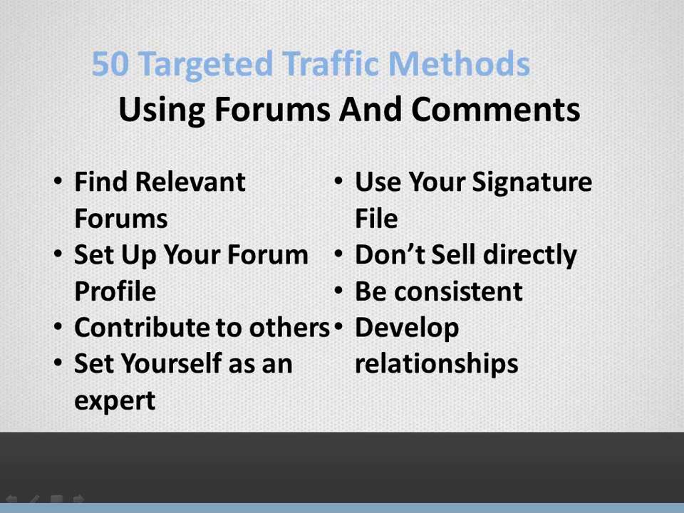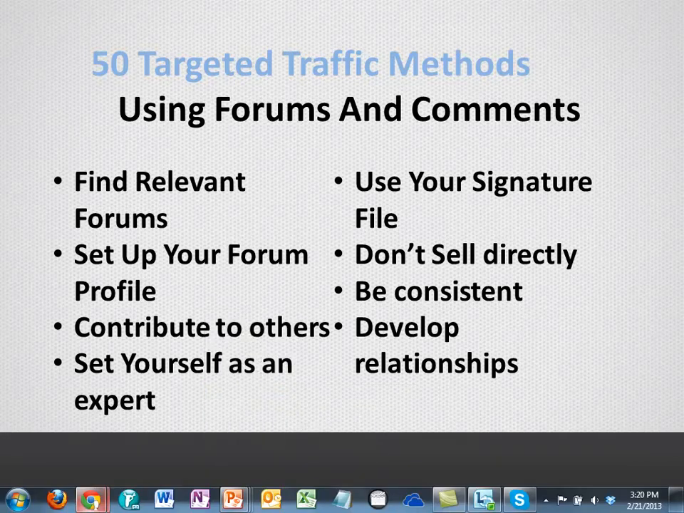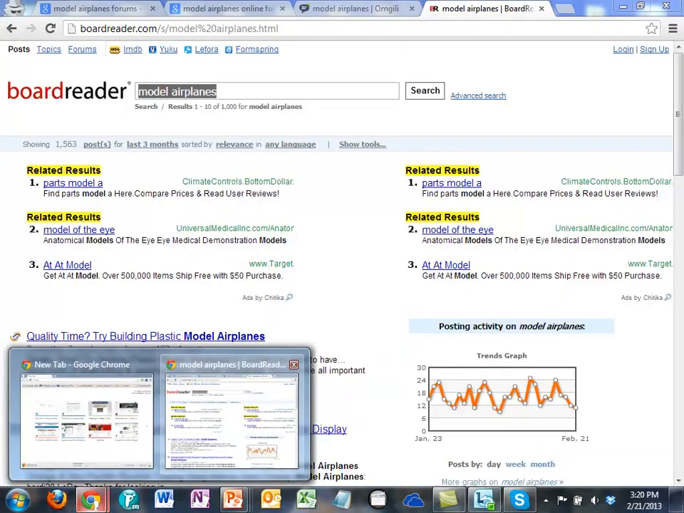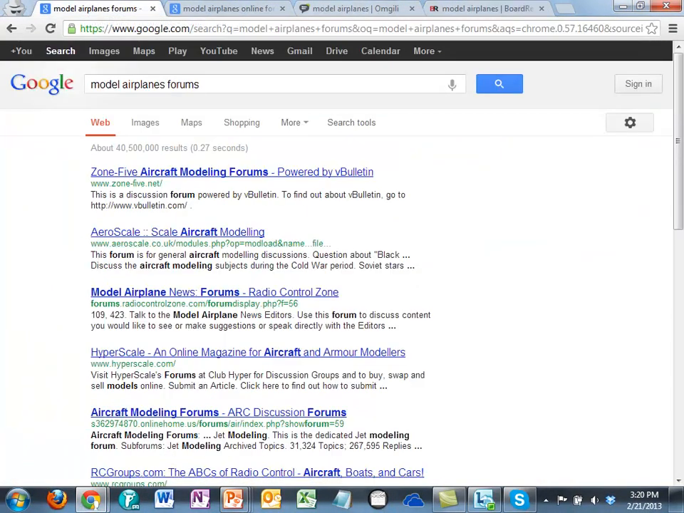Now, let's take a look at what it would look like if you were to look for a forum for your niche. In this particular case, we're going to pretend that we are looking at model airplanes as a niche. What you see here is that I've gone to Google and typed in model airplanes and the word forums, and you'll see that there are a number of forums here that you can join. Now remember, you're looking for a forum where you can exercise some influence.